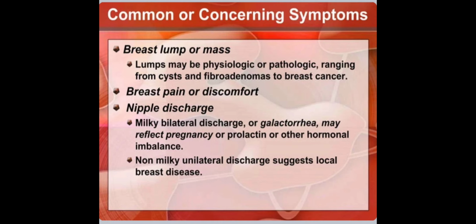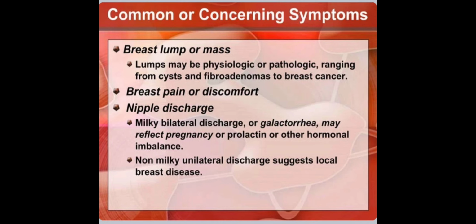A cyst is fluid-filled and can be benign or malignant. Usually, cysts are on the benign side. And fibroadenomas are closer to malignancy. Another is breast pain or discomfort. It is normal for the breast to be painful, especially in women, when the menstrual period is present or approaching. But if there is no period and you feel pain every day, that's abnormal. It's an early sign that you may have breast cancer.